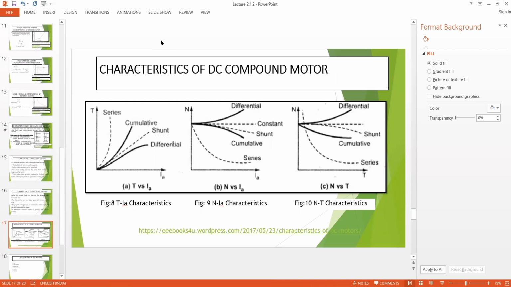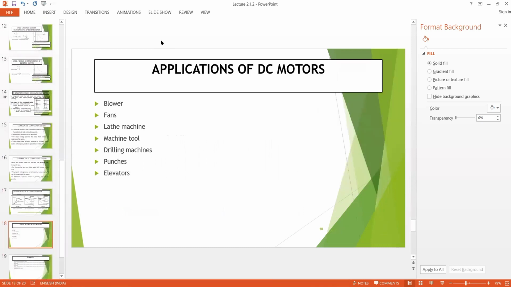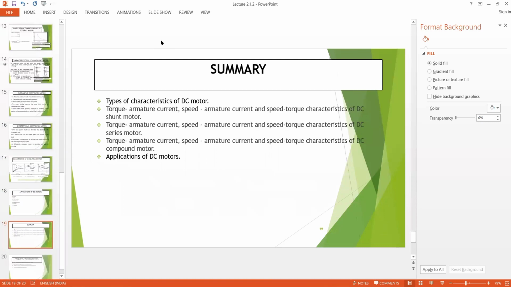You can see where the shunt, where the series, where the compound. So if any question comes, you can draw all the characteristics in one graph only. Application of DC motor: it is used in blowers, fans, lathe machine, machine tools, drilling machine, punches, and elevators. So this is how the DC motors are being discussed.